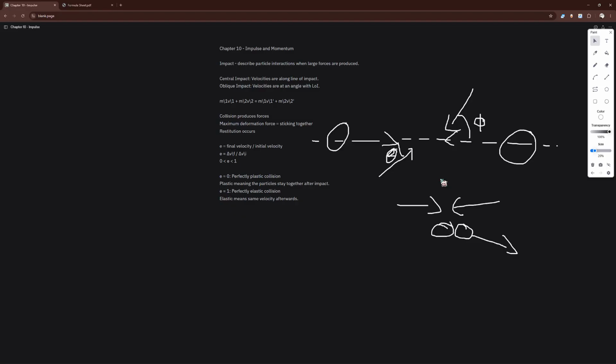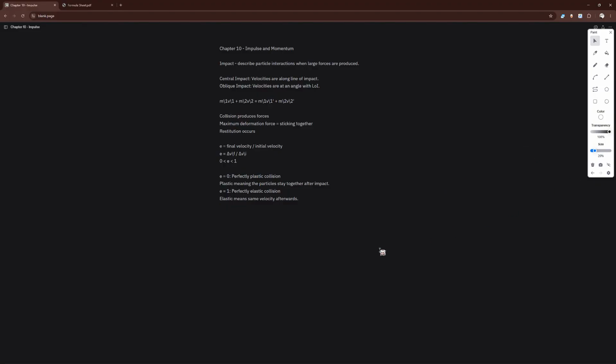So we're going to be looking more at oblique impacts now because these are what we consider the difficult impact analysis, right? So if we were to consider these two velocities, and then these two balls collide, and then they go off like this at these velocities with a line of impact down the center like this.